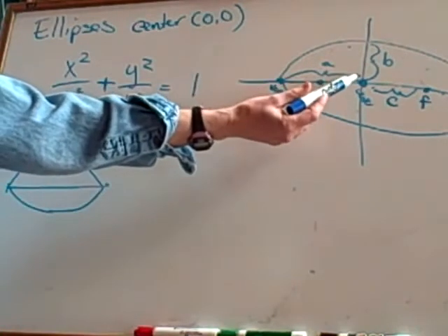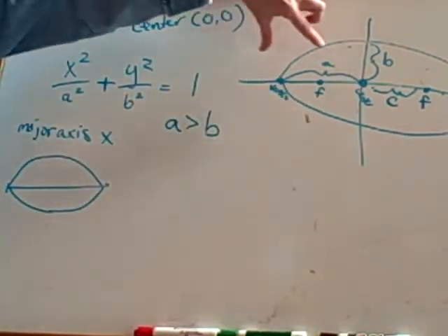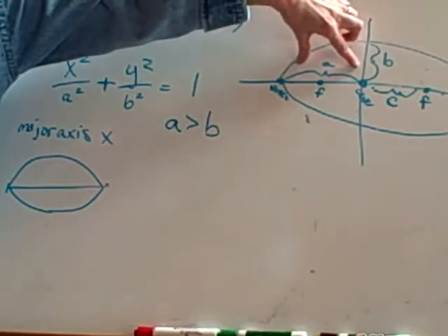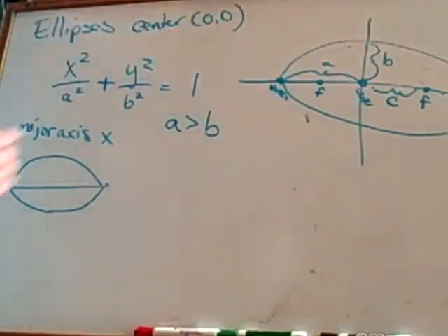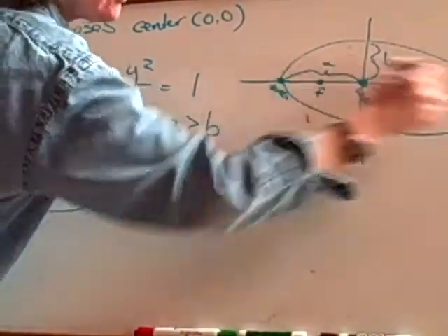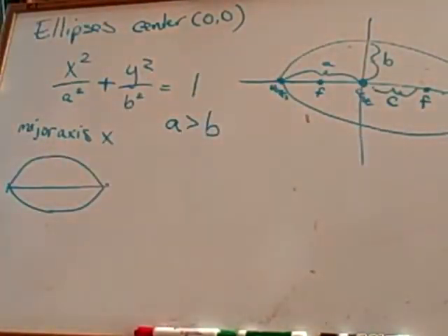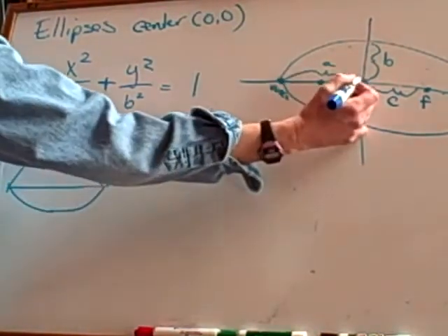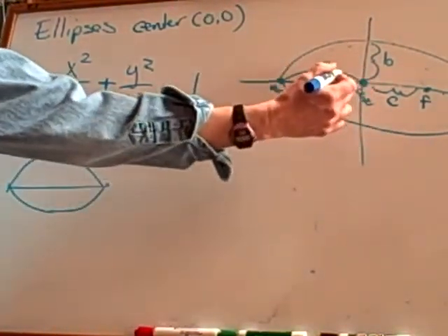We've got our center at 0, 0. We have this right here. This is the semi-major axis length. This whole thing is my major axis. From vertex to vertex is my major axis. The major axis is 2A. Okay? From one vertex to the center is going to be my length of A.